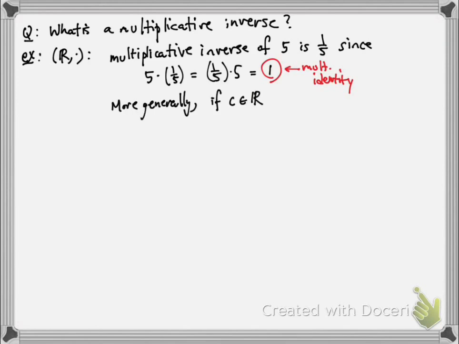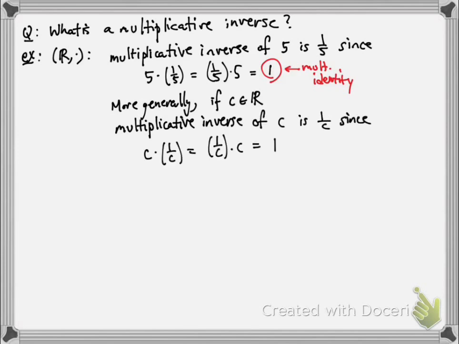More generally, if I have a real number c, then the multiplicative inverse of c is 1 over c, since c times 1 over c is 1 over c times c is 1. Except that's a little bit of a lie. I need to also have that c is not 0. If c is 0, then there is no multiplicative inverse for 0.